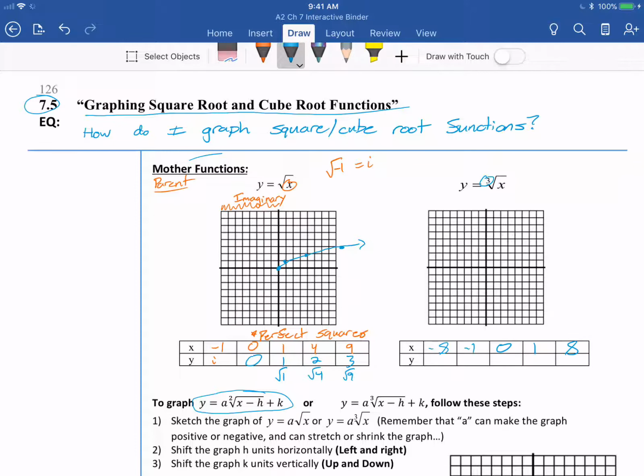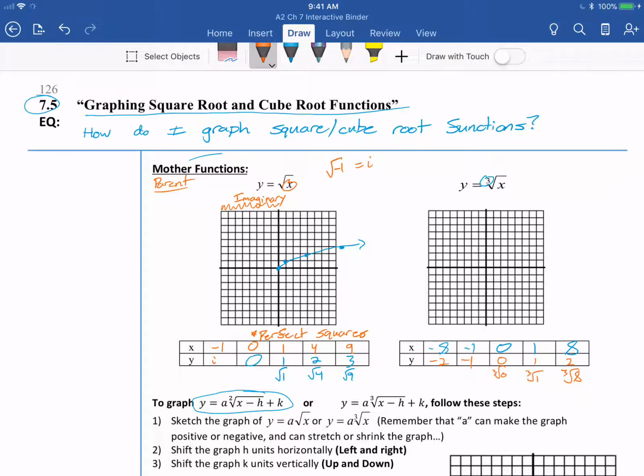All right, so the cube root of 0 is 0. The cube root of 1 is 1, because 1 times 1 times 1 gives you 1. The cube root of 8 is 2. The cube root of -1 is -1, and the cube root of -8 is -2, excuse me. So this guy should be a -2 here, not a -1.